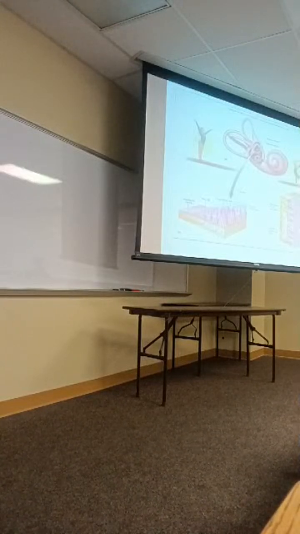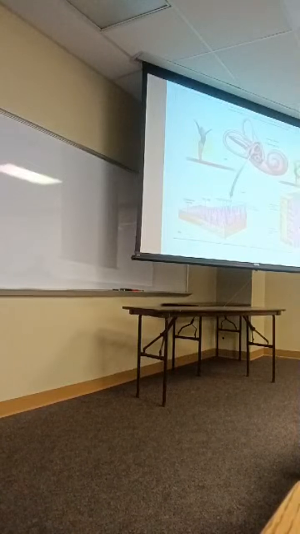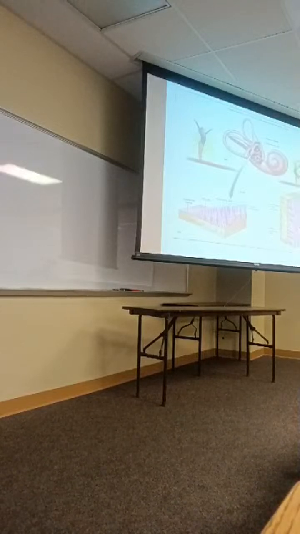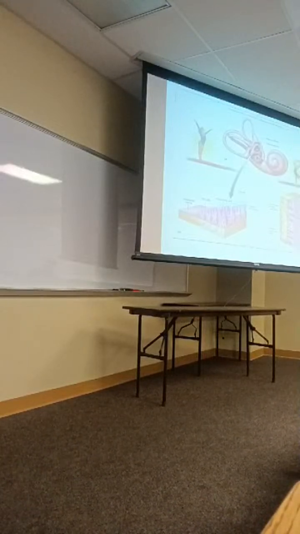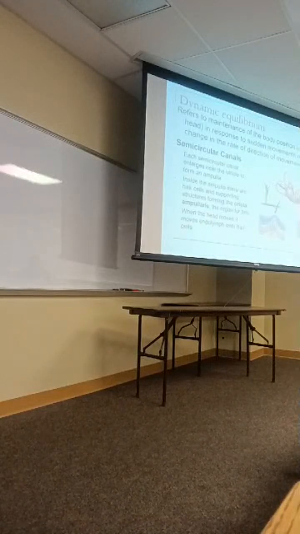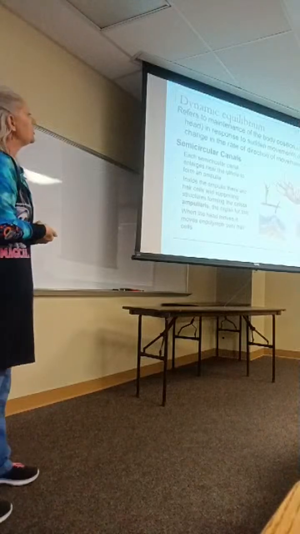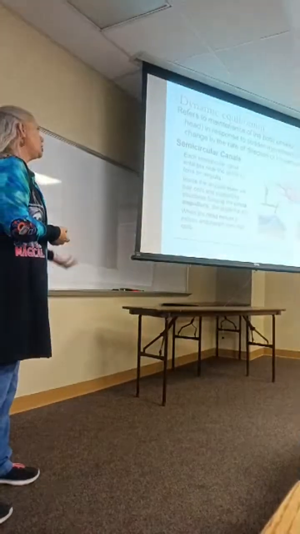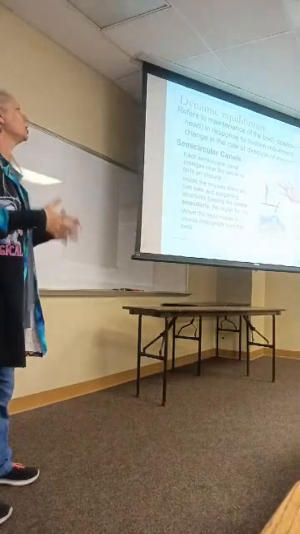So those guys are going to respond to gravity, and as they pull the jelly layer, that gelatinous membrane is going to make those hair cells bend, and that's going to send off an action potential that says, hey, I'm leaning in this direction or that direction. Dynamic equilibrium refers to maintenance of the body position, mainly the head, in response to sudden movements or a change in the rate or direction of movement.